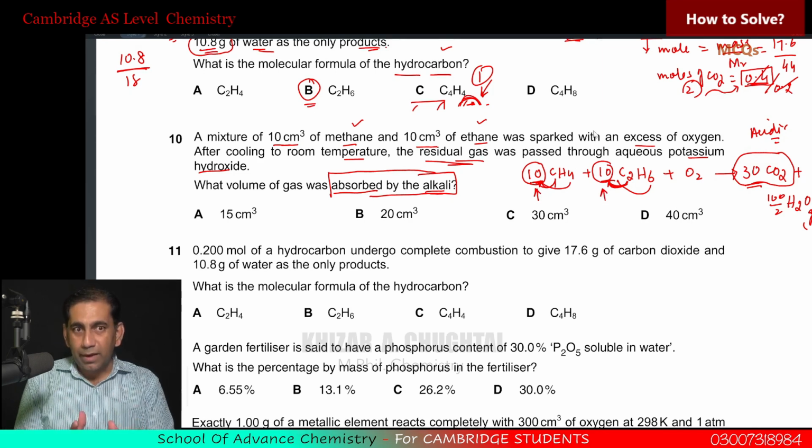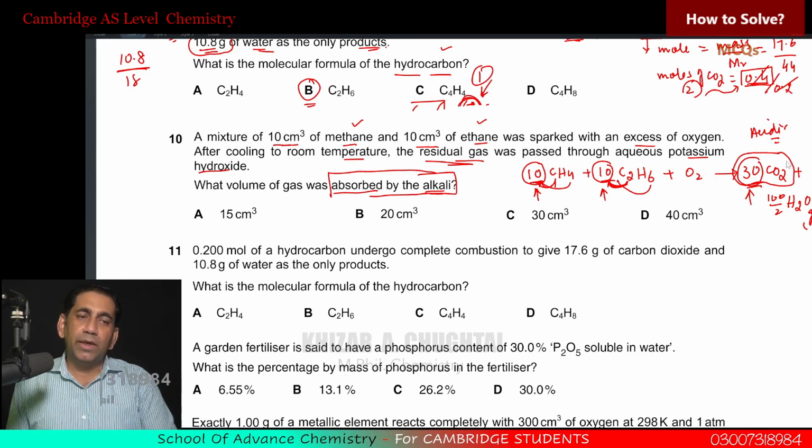I suppose that the volume is in centimeter cube instead of moles, and this answer is also in centimeter cube. So 30 centimeter cube of CO2 will be formed and it will all be absorbed by potassium hydroxide because it's an acidic gas. So C is the correct option. Only CO2 will be absorbed and the amount of CO2 formed is 30 centimeter cube.